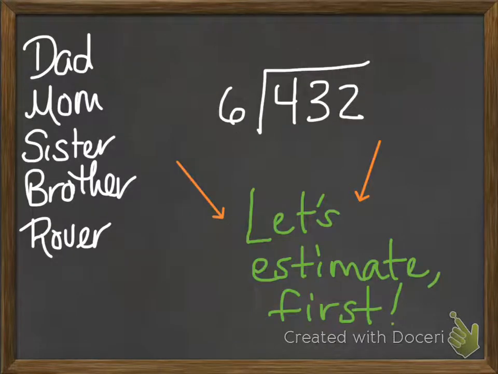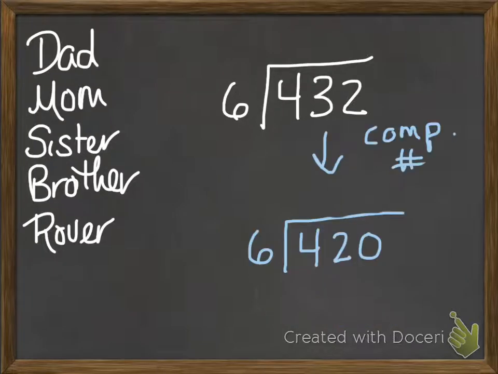So here's our problem. 432 divided by 6. We're going to use Dad divides, Mom multiplies, Sister subtracts, Brother brings down, and Rover repeats to help us solve this problem. But first, let's estimate. Let's figure out about how much our quotient is going to be. So to estimate, instead of just rounding it down to the nearest tens place, I'm going to use a compatible number, because a compatible number sometimes is easier than just rounding down.